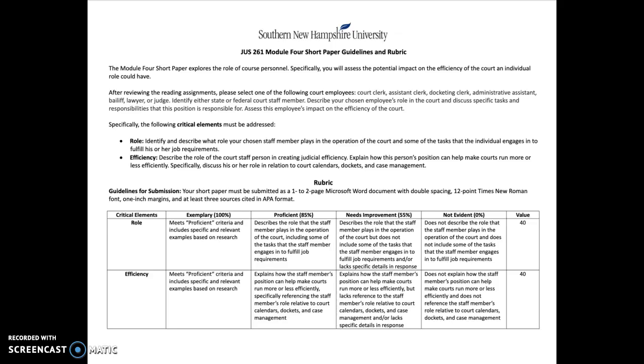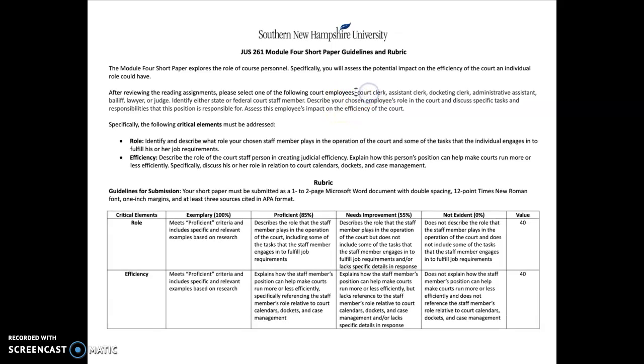This week, we do have a short paper assignment, and the short paper assignment has you looking at a specific role within the court system, and that's what you're going to research and write about. Okay, so you're going to explore the role of court personnel, and so you need to take a look at one of the following. So it is sort of restrictive.